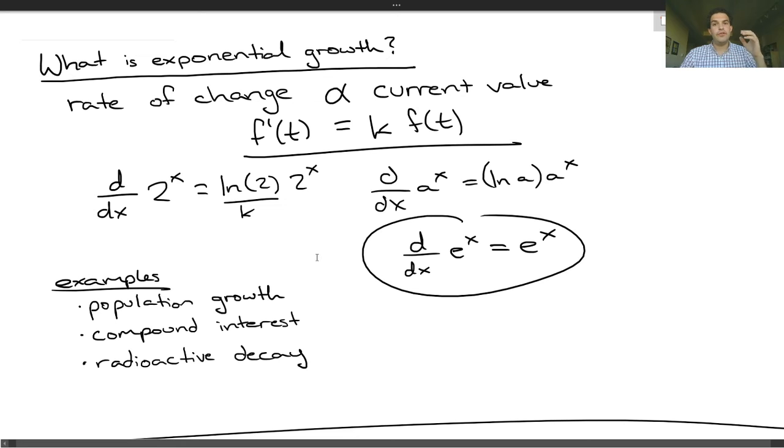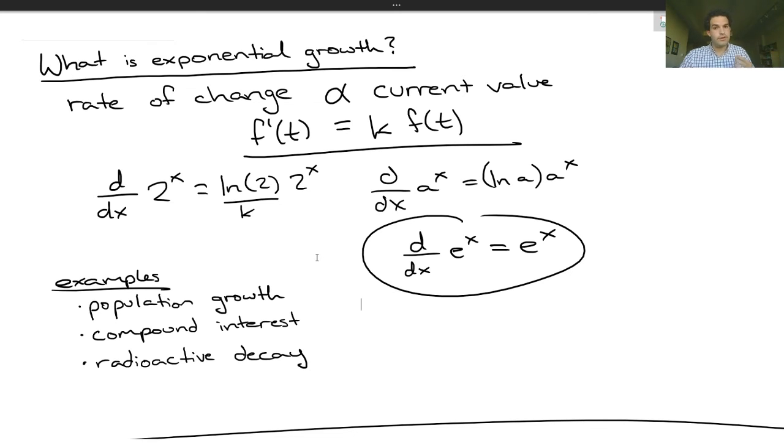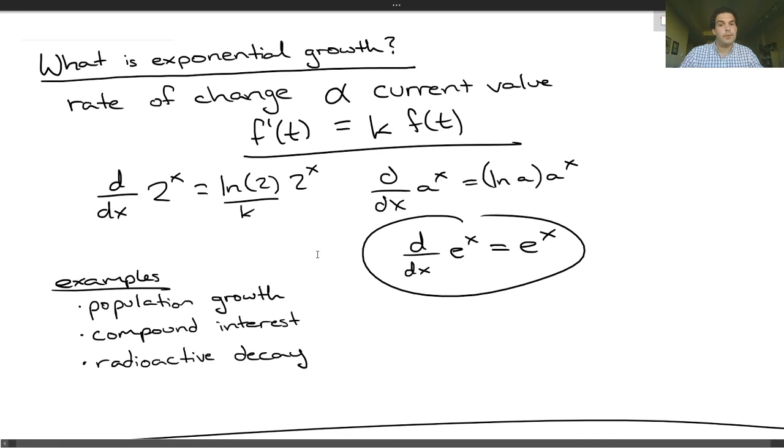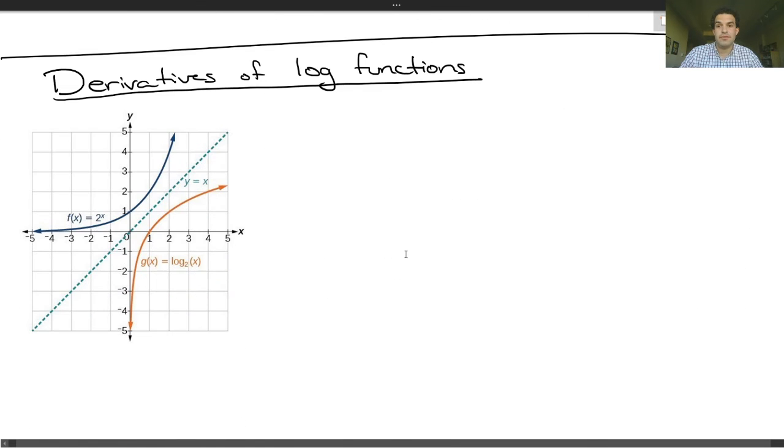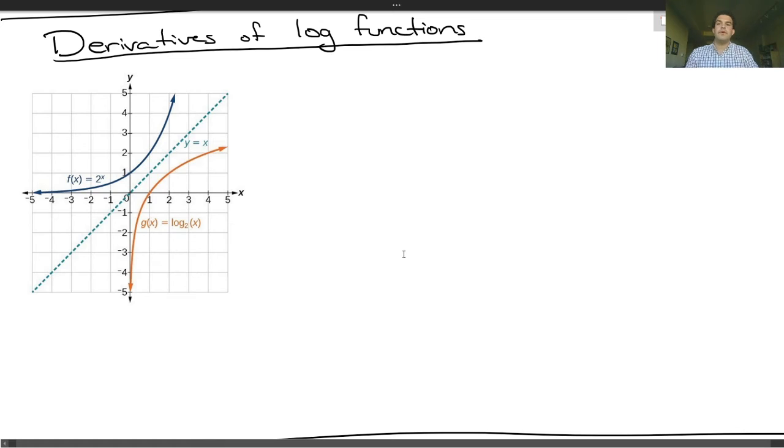Now, just as you undo multiplication with division, you undo addition with subtraction, you undo powers with roots, you undo exponentials with logs. So while we're here, we might as well look at the derivatives of log functions. You should remember the graph of a log function looks like this. It looks like the graph of an exponential, flipped around the line y equals x, because that is a property of inverse functions.